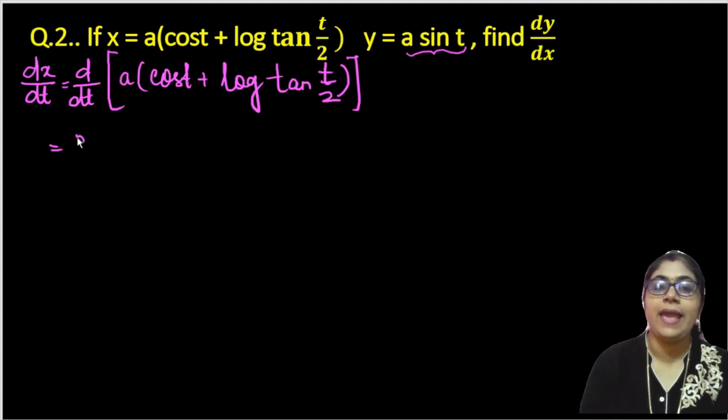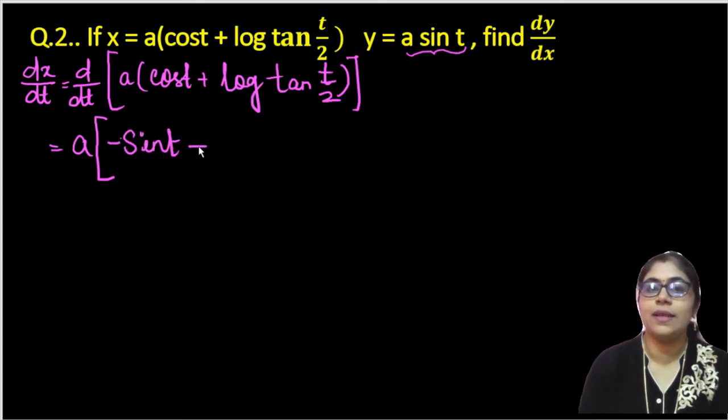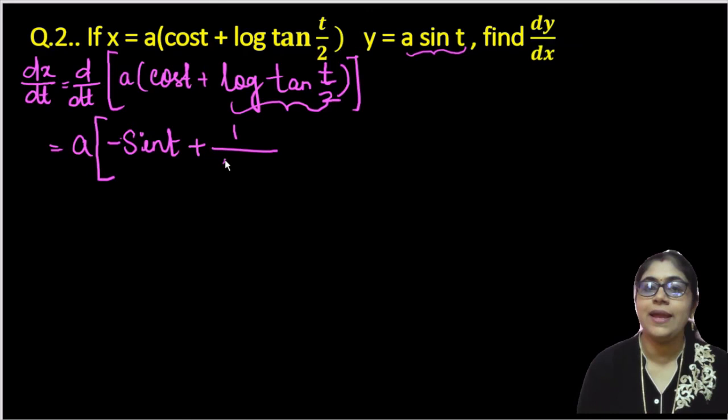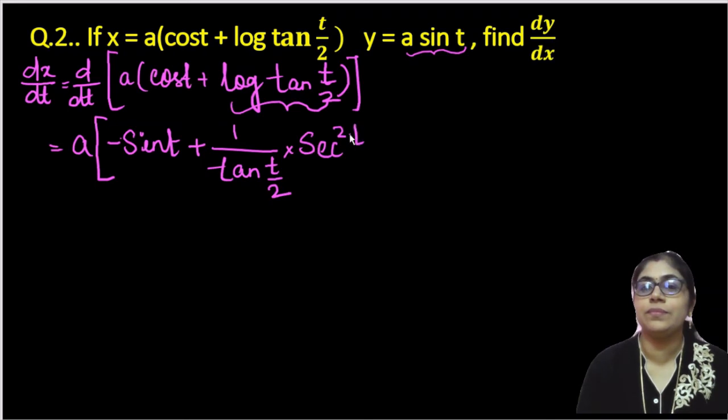So a is constant, we can keep it outside. Then cos t, differentiation of cos t is minus sin t, plus log tan t by 2. Differentiation of log tan t by 2 is 1 by tan t by 2. And then we have to differentiate tan t by 2 with respect to t by 2. This is sec square t by 2. And t by 2 with respect to t, that is 1 by 2.